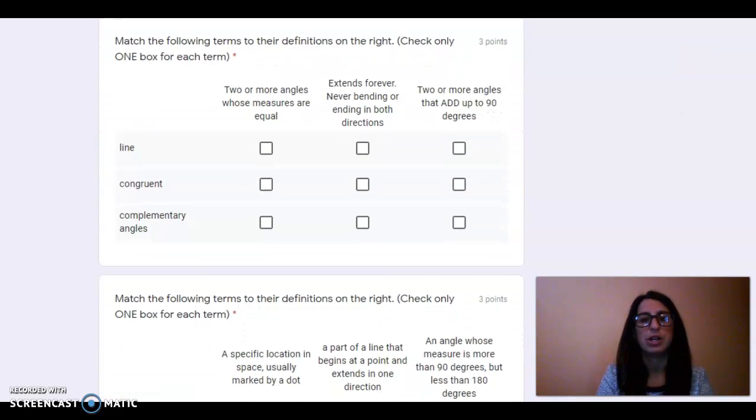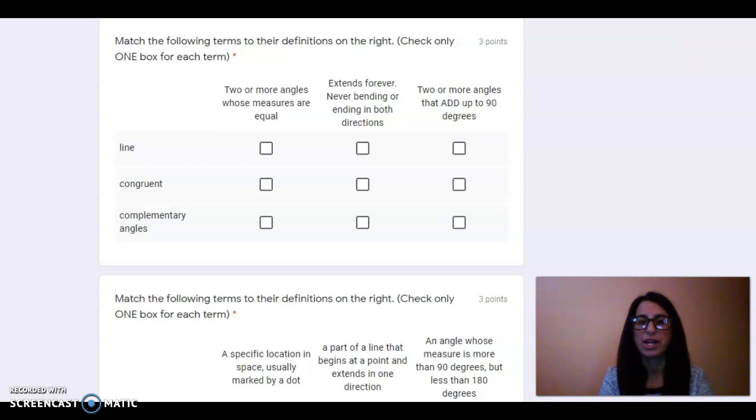Okay, next one, same exact thing. You're checking one box for each term. We have the word line, congruent, and complementary angles. For line, two or more angles whose measures are equal, extends forever, never bending or ending in both directions, or two or more angles that add up to 90 degrees.